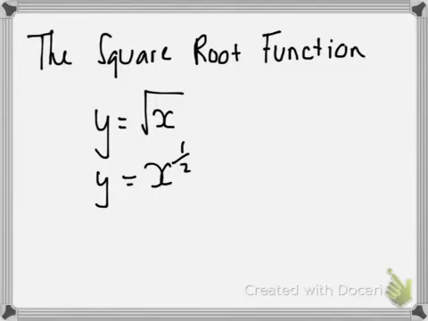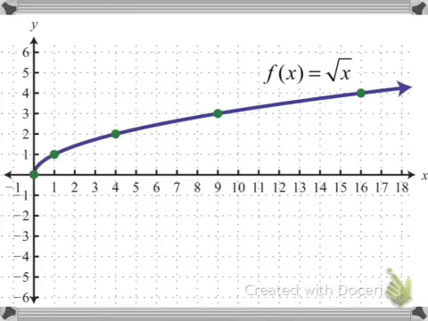Let's have a look at the next type of graph, the square root function. So it's the graph of y equals the square root of x, or y equals x to the half. What does it look like? It looks something like this. Got the point here 1, 1. That's because if y equals the square root of x, and x equals 1, y will equal 1 because the square root of 1 is 1.